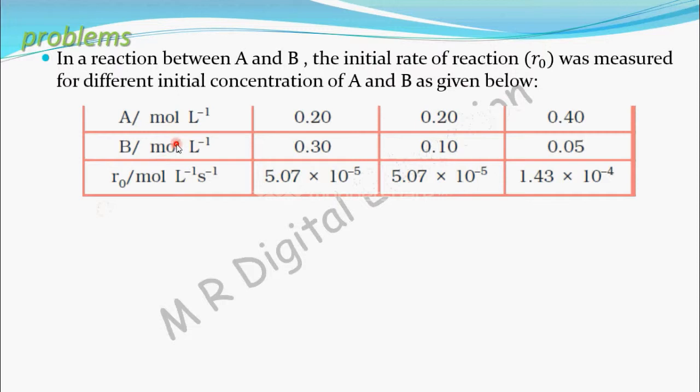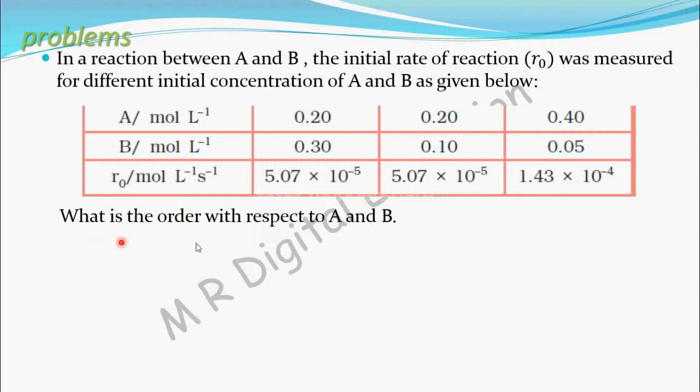He is conducting the experiment by taking different concentration of the reactants A and B, and he measured the rate of that experiment. See here, all these are concentration of A and all these are concentration of B, and these are rate of the reactions for corresponding concentration of reactants. This is experiment 1 data, this is experiment 2 data, this is experiment 3 data. Let's see what he asked.